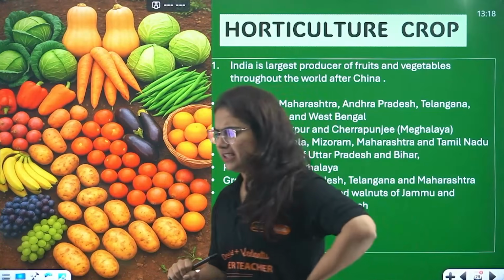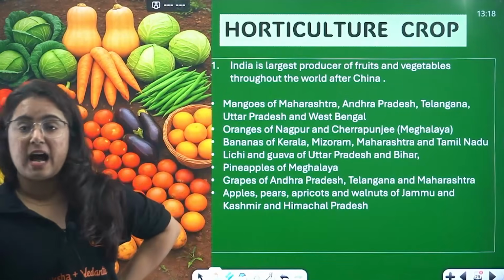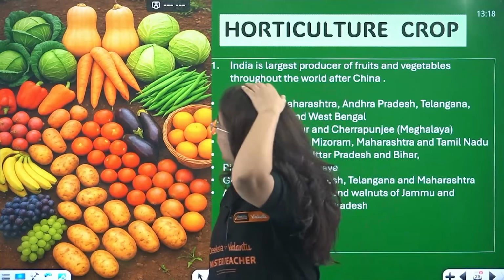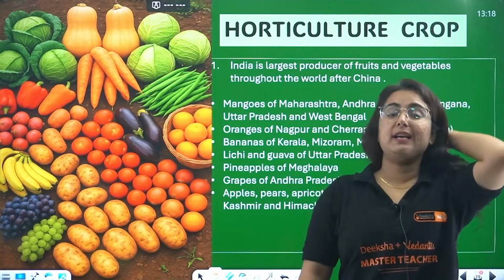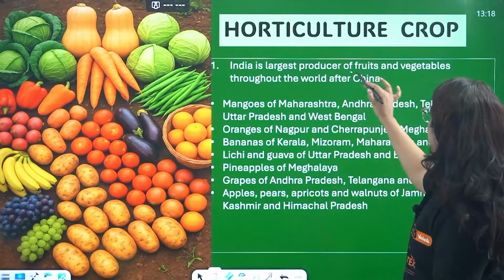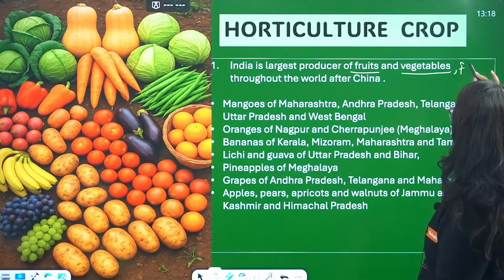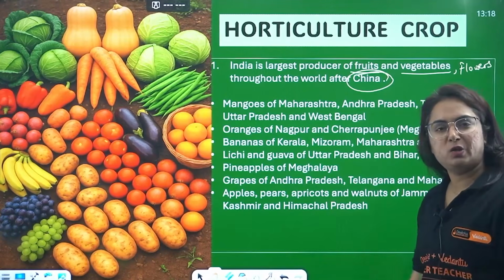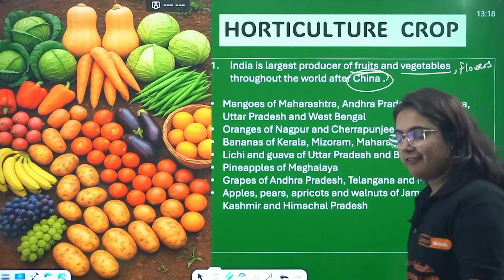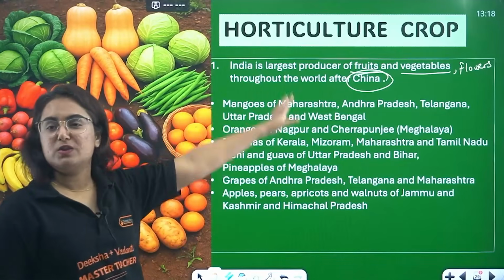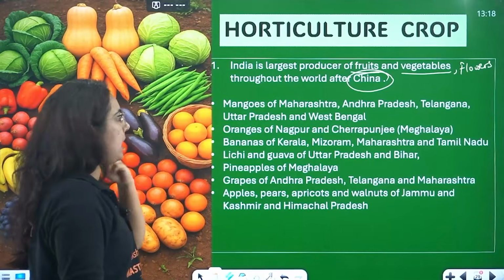Next is the horticulture type of crop. Okay? Questions related to this topic are few, beta, but yes, it is a high weightage topic. Remember that. Now, as you can see in the picture, what are horticulture crops? The type of crops which we count as fruits, flowers, and yes, vegetables too. India is the largest producer of fruits, vegetables, and even flowers throughout the world after China. Why can't we cross this line, yaar? Everything after China. So, India is the largest producer of fruits and vegetables throughout the world after China.